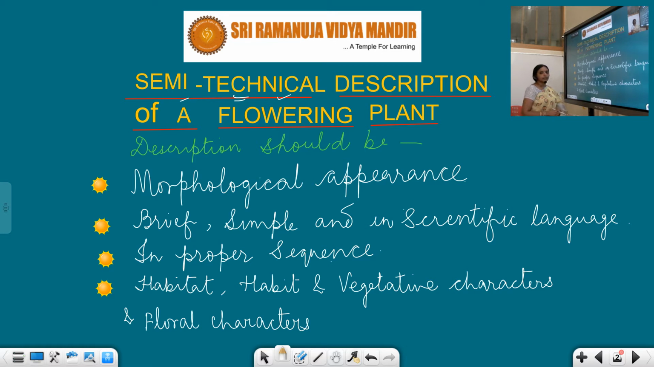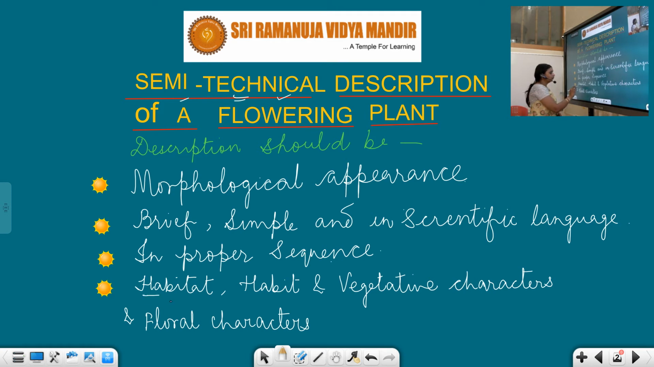And then the description should be in a very brief form, that means in a small form, simple, and in scientific language, that means in technical terms. You have to use the technical terms only, and it should be in proper sequence, in a proper order, in a proper manner. You have to follow that here.